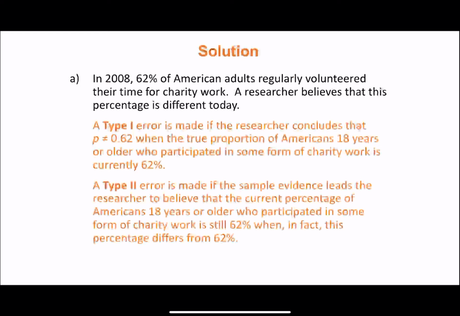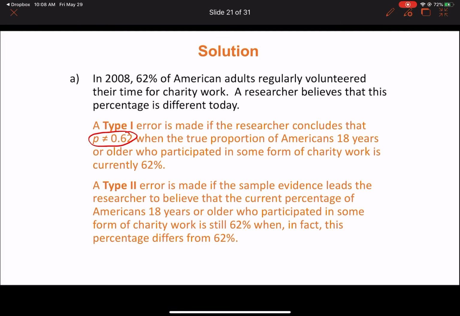So a type 1 error. If the researcher concludes that the percent of adults that volunteer is not 0.62, but it actually is, so if he says it's not, but it actually is, that's a type 1 error.